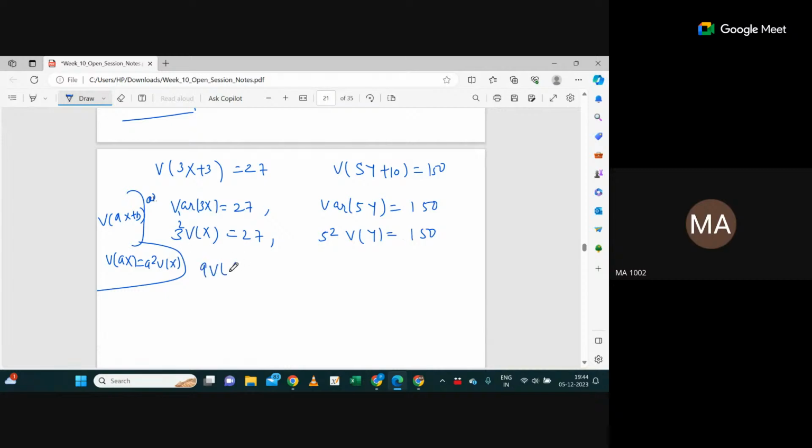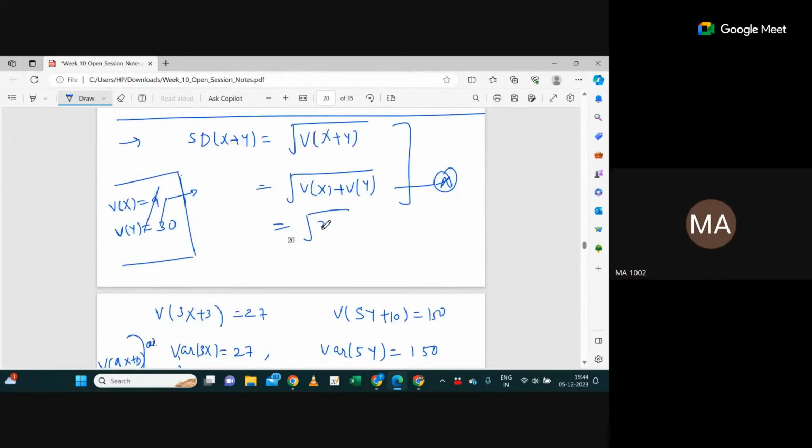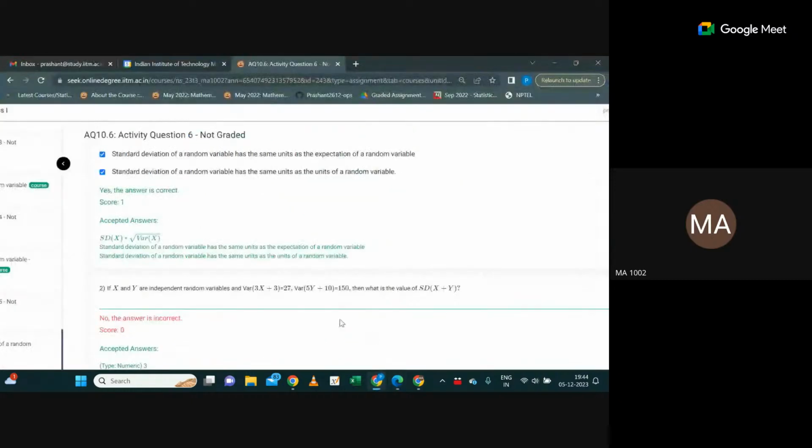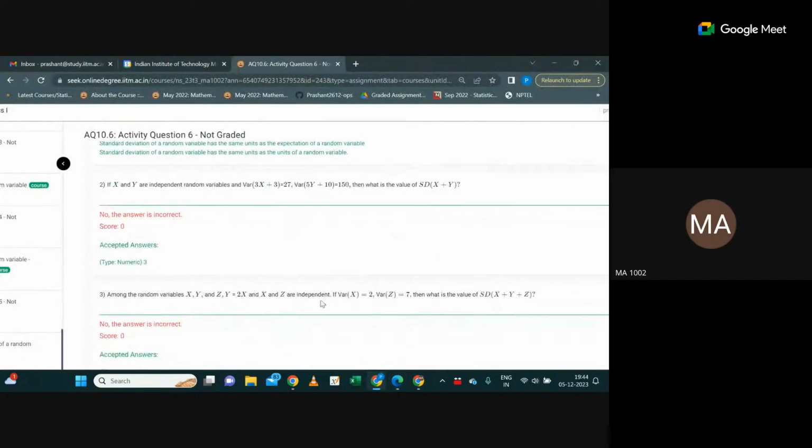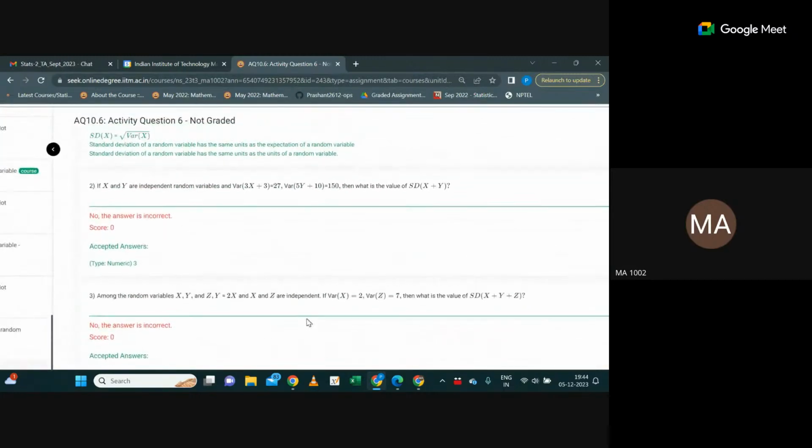So it will be 9 times variance of x equals 27, and 25 times variance of y equals 150. So variance of x is 3 and variance of y is 6. Put the values in: 3 plus 6 is 9, square root of 9 is 3. So 3 is the answer. Now, are you able to relate how you can apply the concepts? Yes, sir.